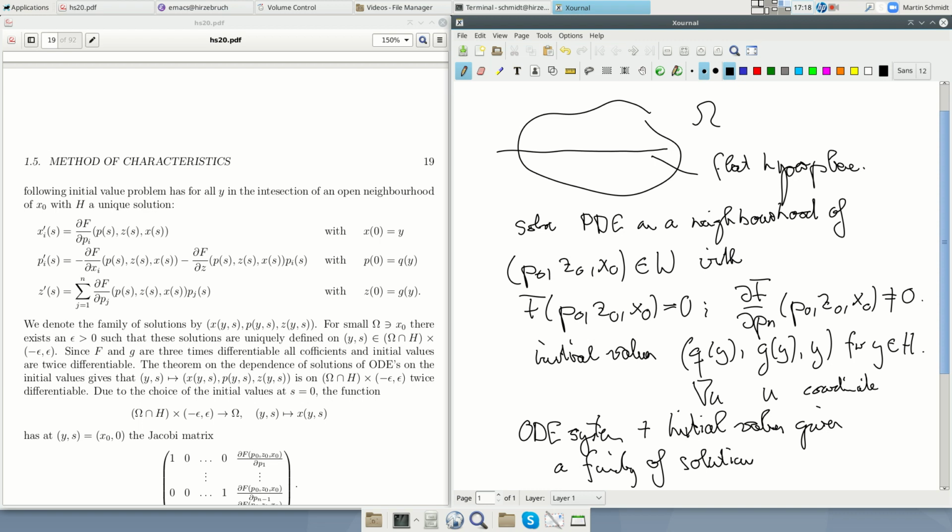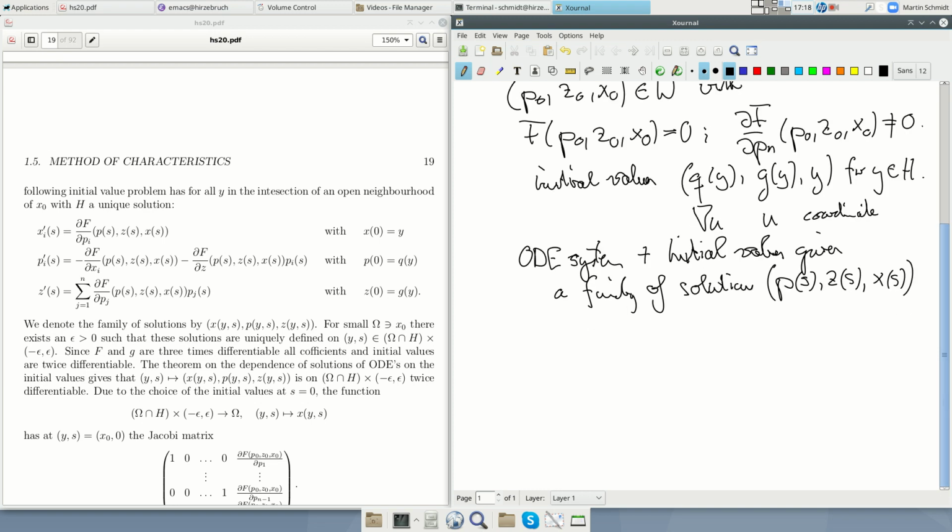And the family of solutions is just X. Now, we want to order this in the form P of s, z of s and x of s. Yeah, we want to bring this in this form. Okay. Z should be, of course, the value of the solutions. So in principle, we know z.